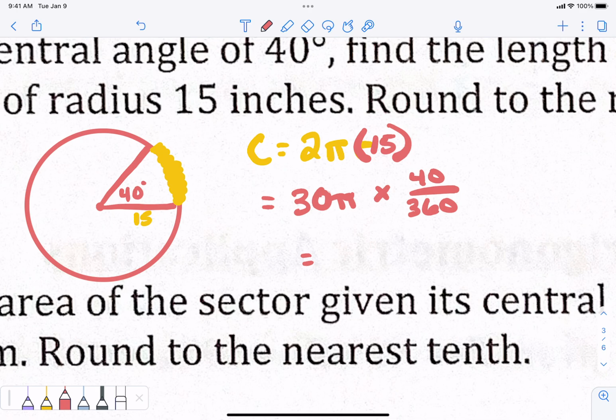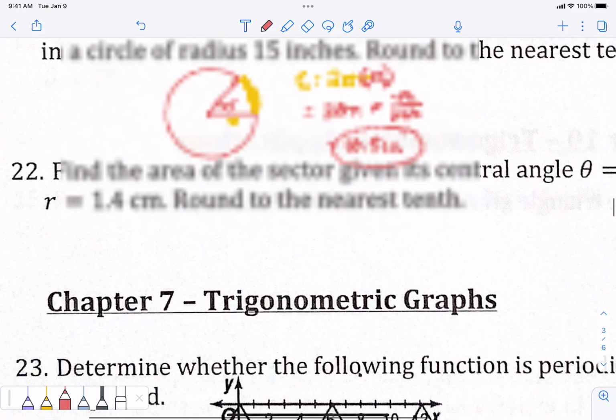So 30 pi times 1/9. You can reduce 40 over 360 all you want, I don't care, as long as you get 10.5 inches as your answer. I don't care how you do it. You just have to get 10.5.